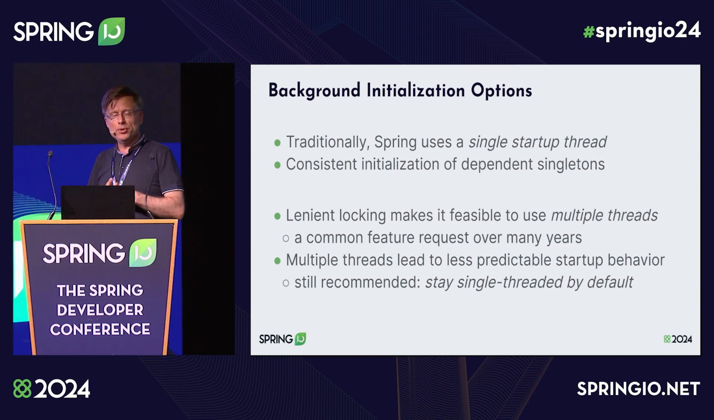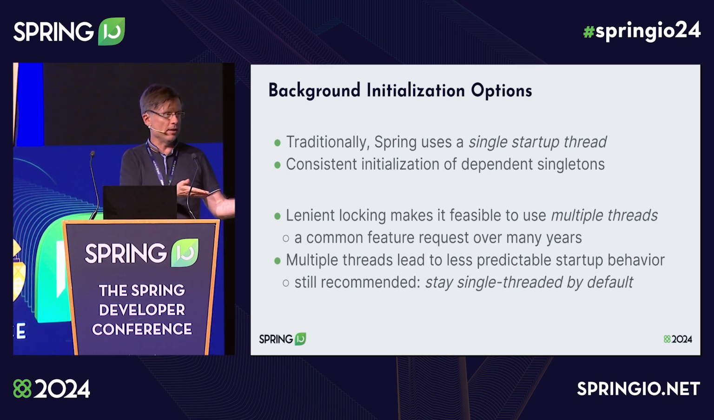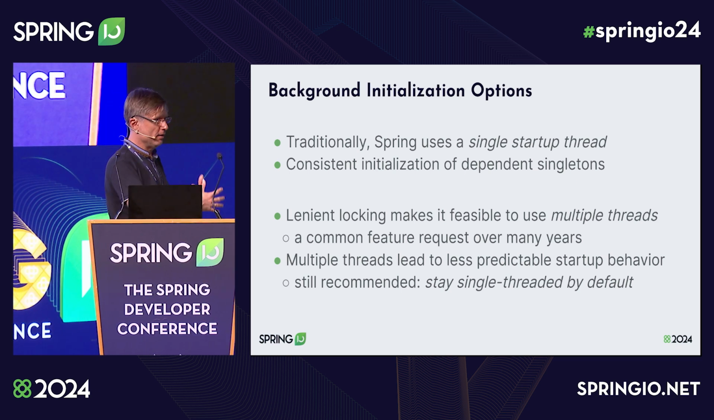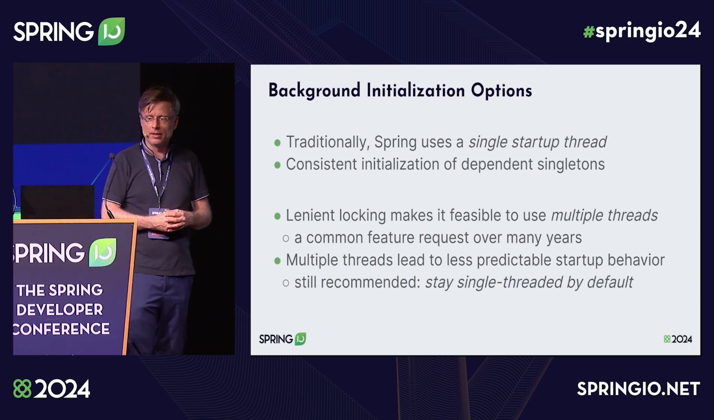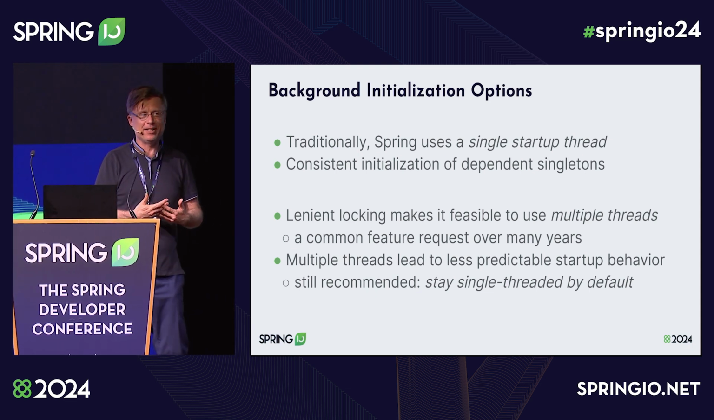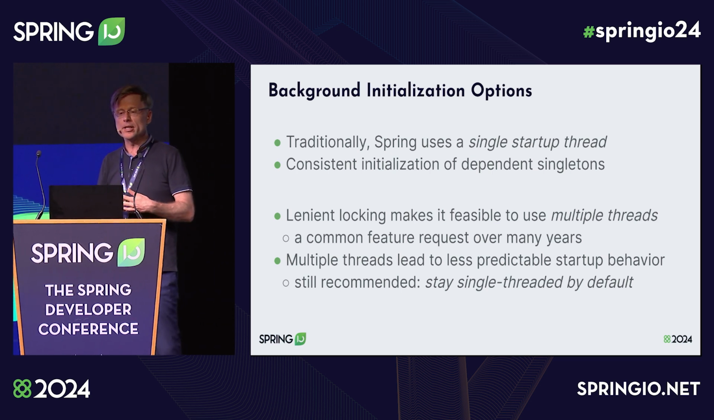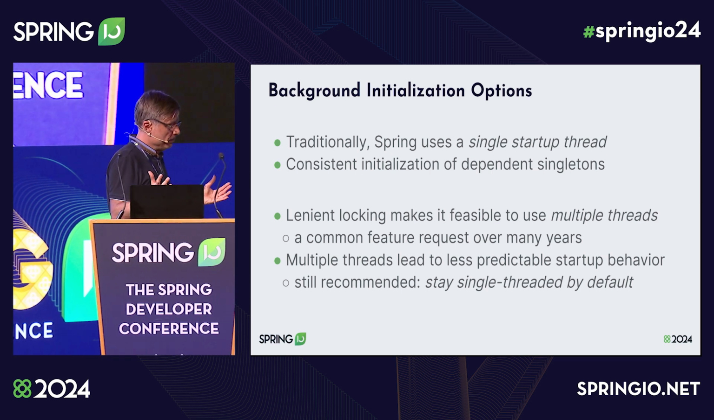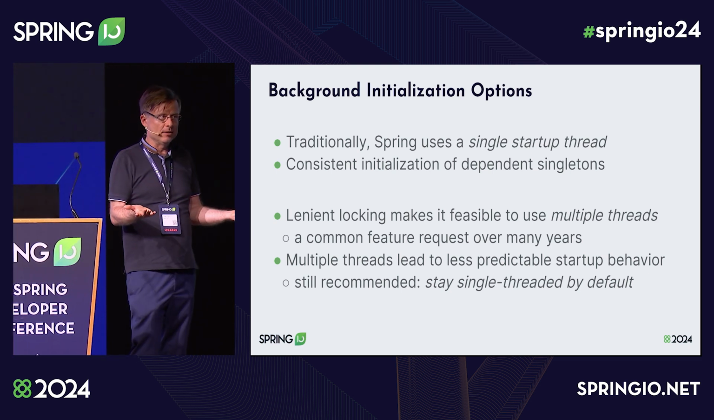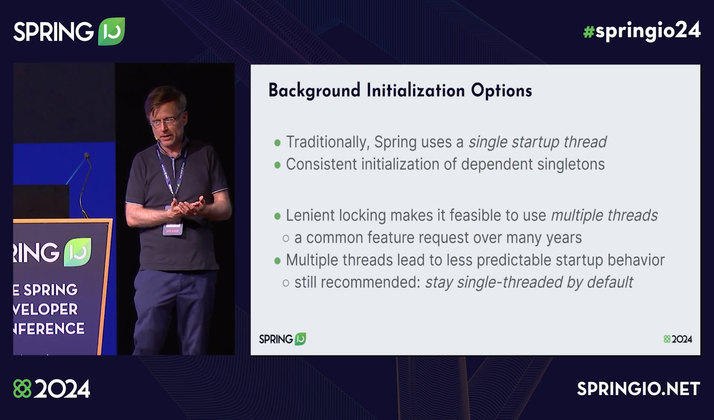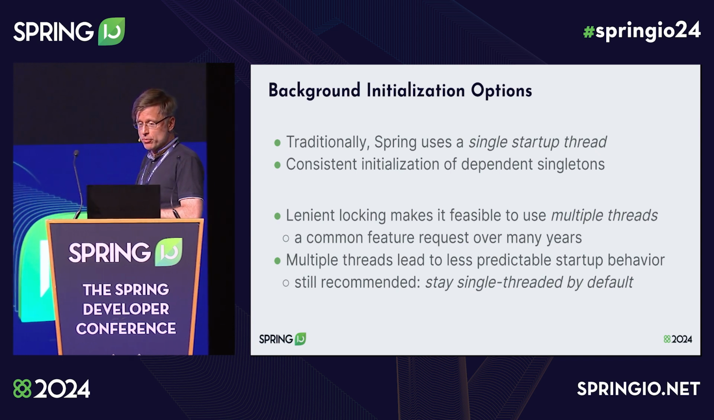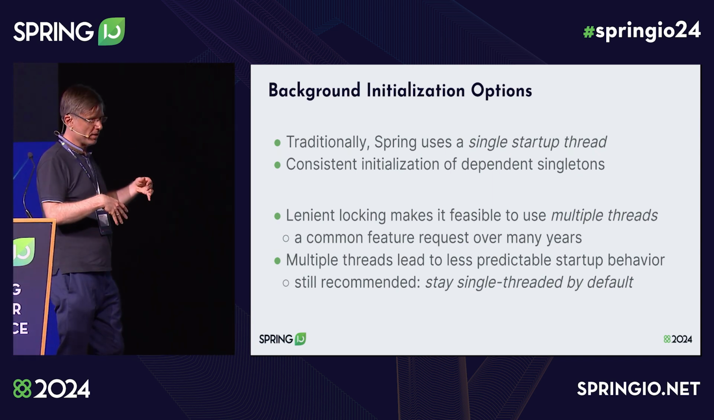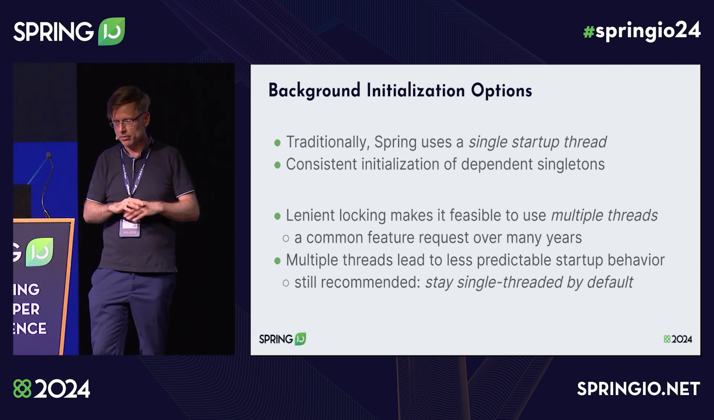Now, as of 6.2, we have this lenient locking arrangement where we don't need to be afraid of other threads touching the core singleton registry. Or at least we don't need to be as afraid as before, because there's no immediate risk for deadlocks anymore. This opens up a bit more room for using multiple threads to initialize an application. That's a very common feature request, highly voted, long-standing, parallel bean initialization. I think it's the name of the GitHub issue. It's been out there for a long, long time.